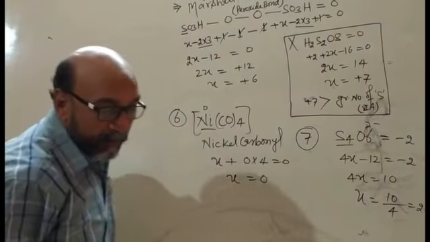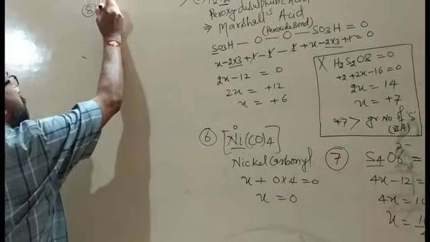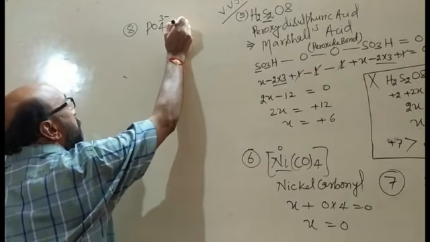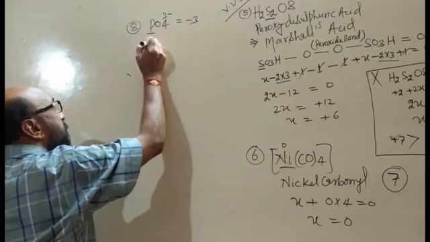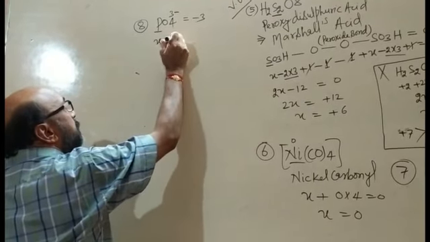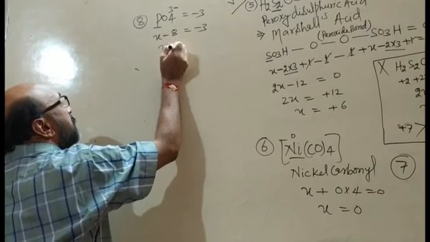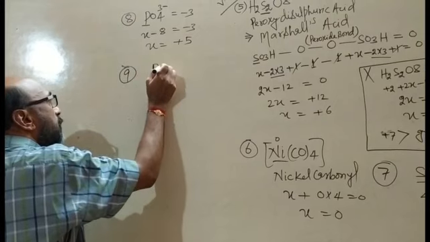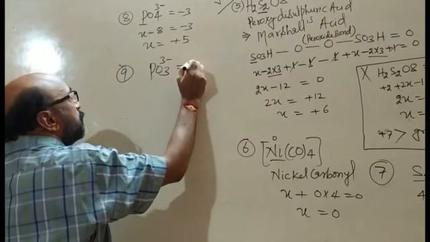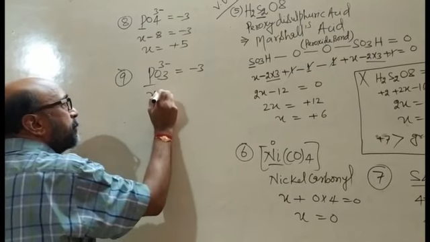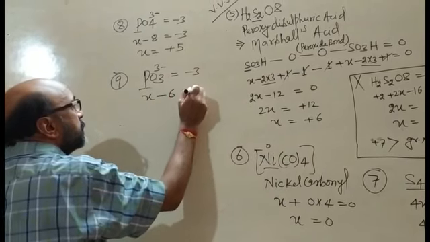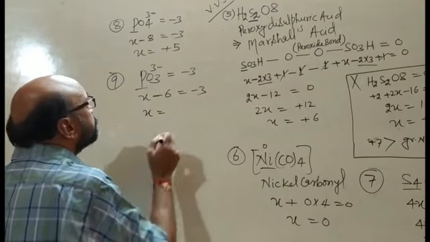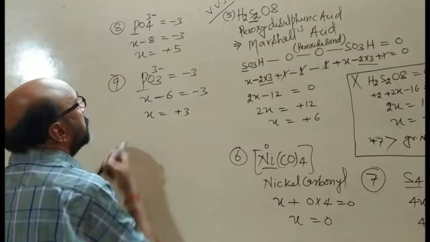The next question is again an ion. PO4 3- is equal to -3, P is equal to x, x - 8 = -3, x is equal to +5. Next is also an ion, PO3 3- is equal to -3, P is equal to x, x - 6 = -3, x is equal to +3.